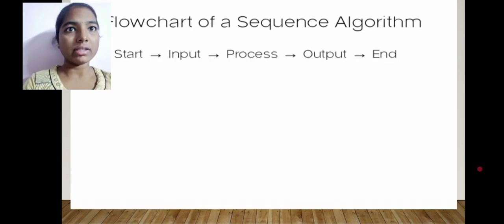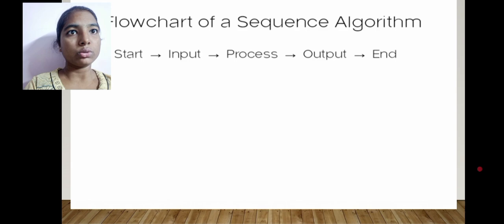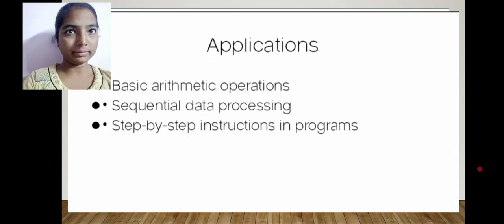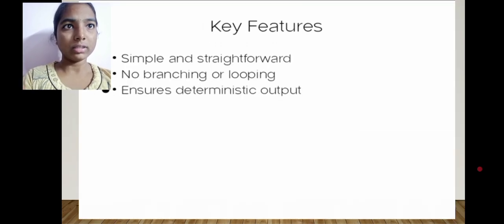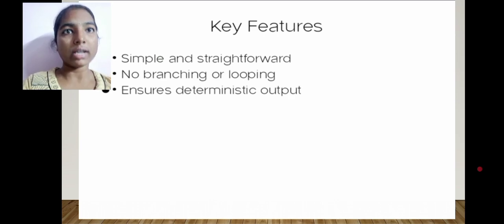The flowchart of a sequence algorithm is start, then input, next process, next output, and the last, end. What are the applications of sequence algorithm? Basic arithmetic operations, sequential data processing, and step-by-step instructions in programs. What are the key features of sequence algorithm? Simple and straightforward, no branching or looping, ensures deterministic output.